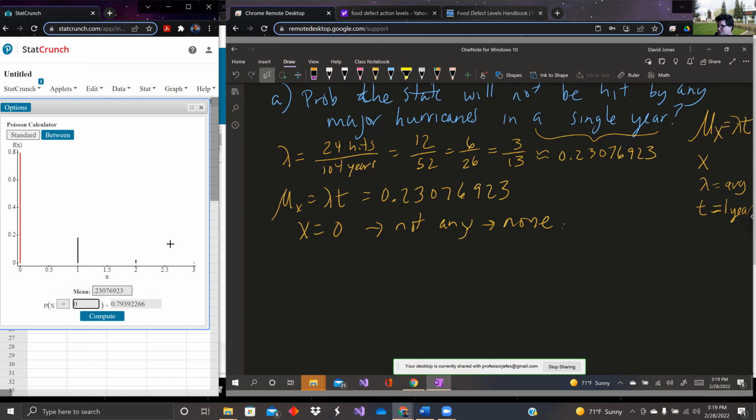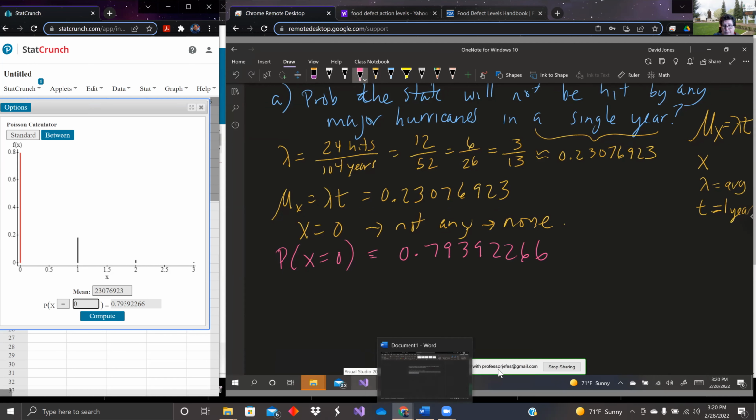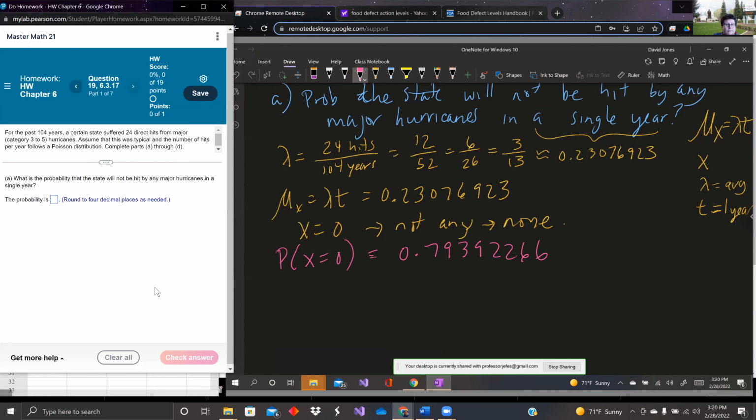So probability that x equals 0, according to StatCrunch. Blessed be the StatCrunch because it does all the math work for me. Well, most of it. I had to do the mean by hand. I had to use a calculator. 0.7939226. I don't remember how many decimal places it asked for, so I wrote them all down so I can go look. To 4 decimal places, 0.7939.